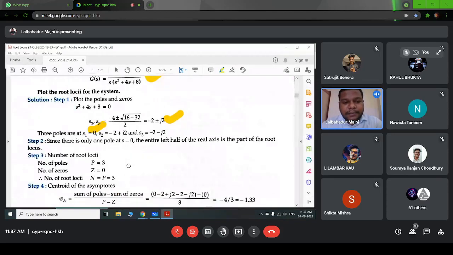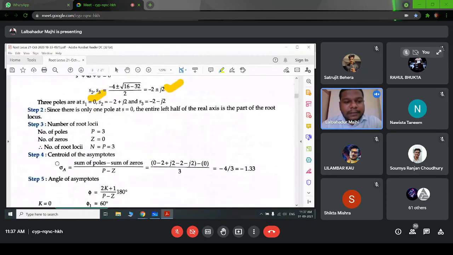The next step is to determine the centroid of the asymptotes. The formula for the centroid is the sum of poles minus the sum of zeros, divided by the number of poles minus the number of zeros. We have 3 poles and we don't have any zero. So we will get minus 1.33 as the centroid of the asymptotes.